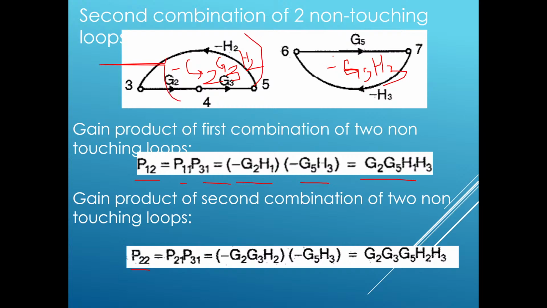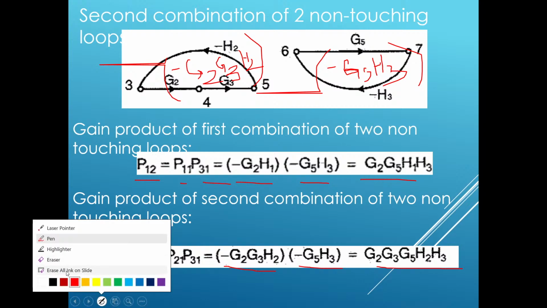Simply multiply these two gain values. Minus G2 G3 H2 into minus G5 H3. Minus minus cancel, so we get G2 G3 G5 H2 H3. This is the gain product of two non-touching loops.